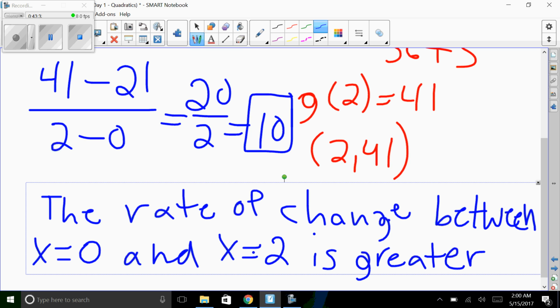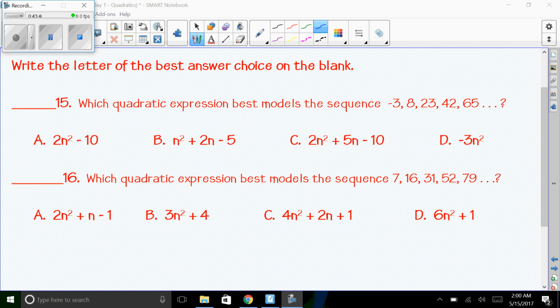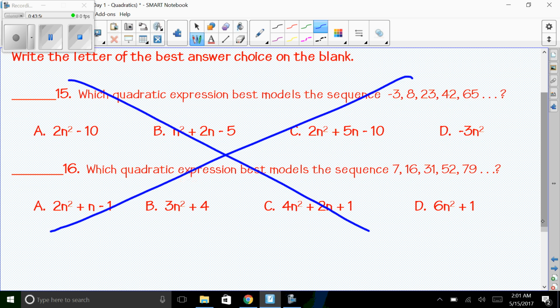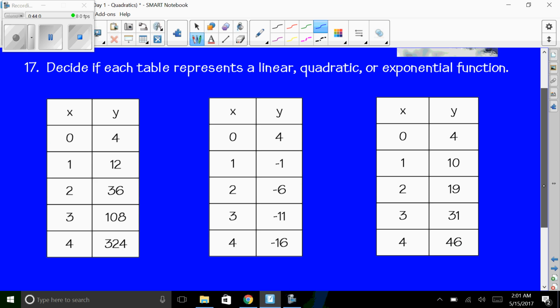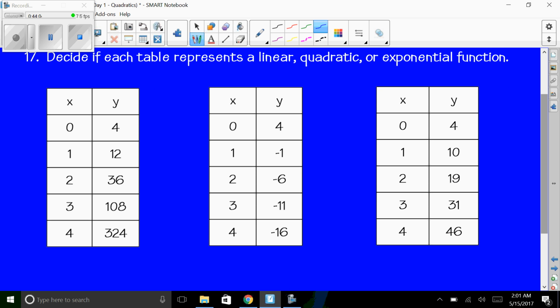Alright. Let's go back to the next problem. Okay, we didn't talk much about frequencies. I think we skipped that section, so for this we're just gonna skip 15 and 16. So just cross those out. Alright, now, modeling data. Decide if each table represents a linear, quadratic, or exponential function.